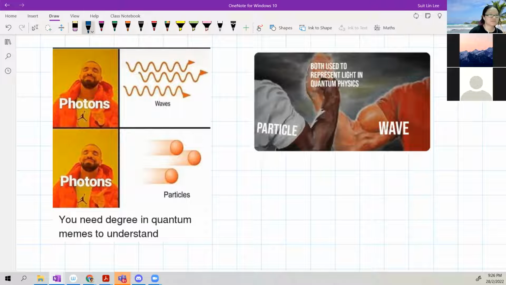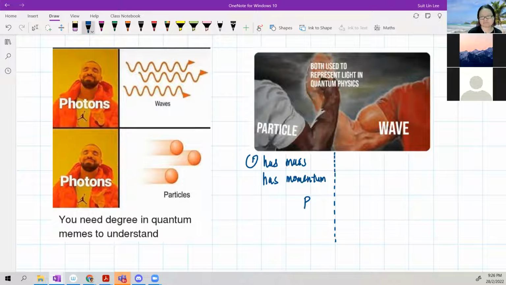Because, for example, I know that the particle property here, number one, is that it has mass, so it must have momentum. So on one side I have P, and then on the other side I have wavelength.